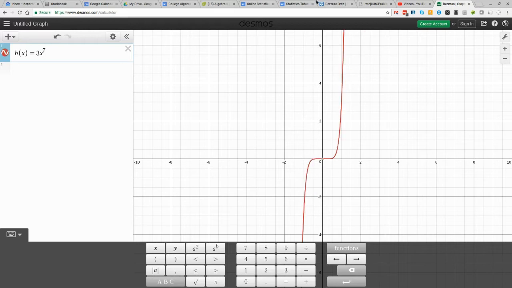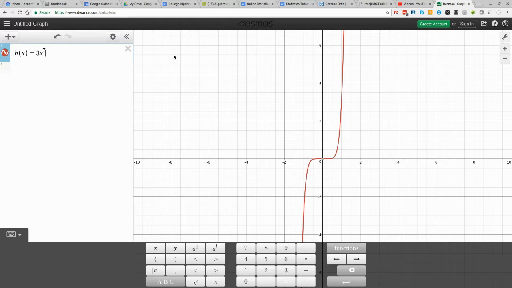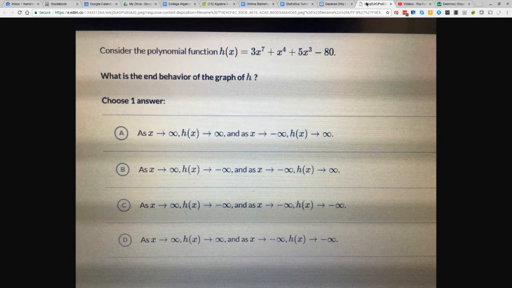I think it was 3x to the 7th, plus x to the 4th. Whoops, x to the 4th, plus 5x to the 3rd minus 80.